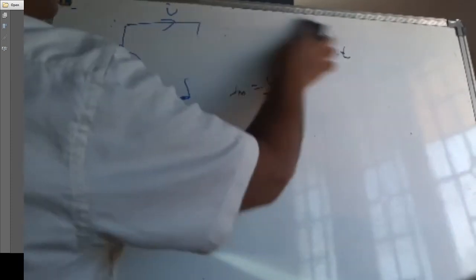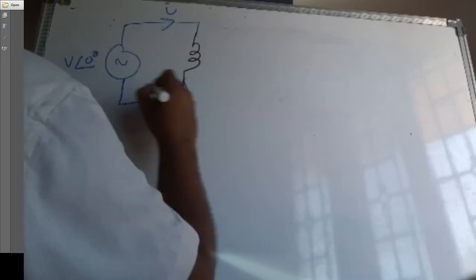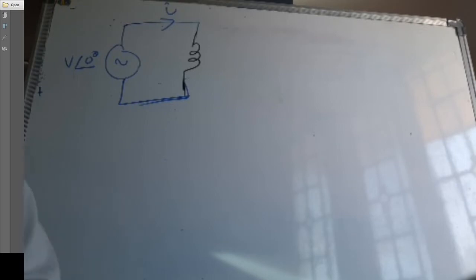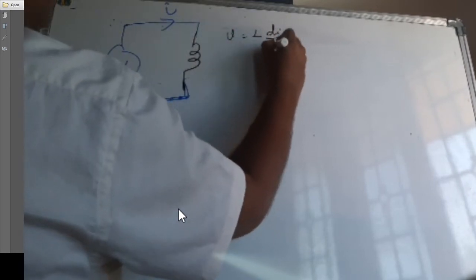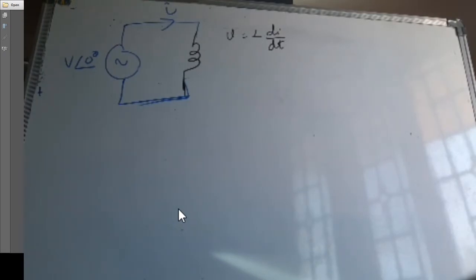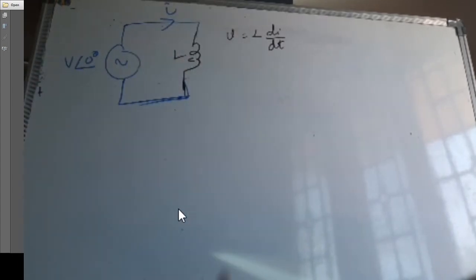I'm going to replace this. Okay, we know that in this case, V is equal to L into dI by dt. That means the inductor opposes any immediate change in the current. Yeah? So this we studied here.